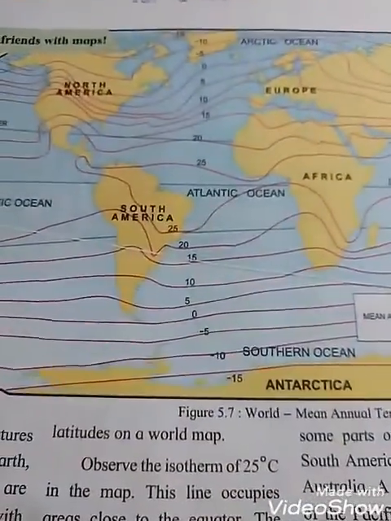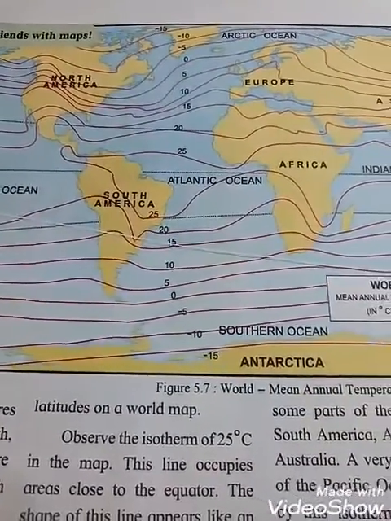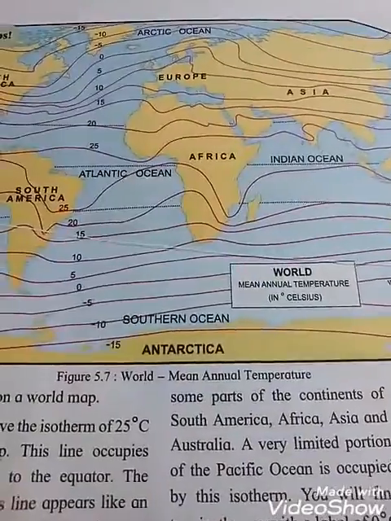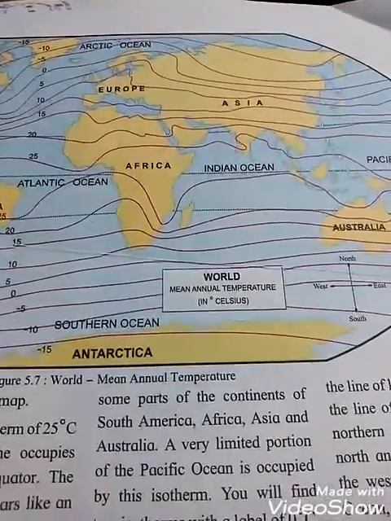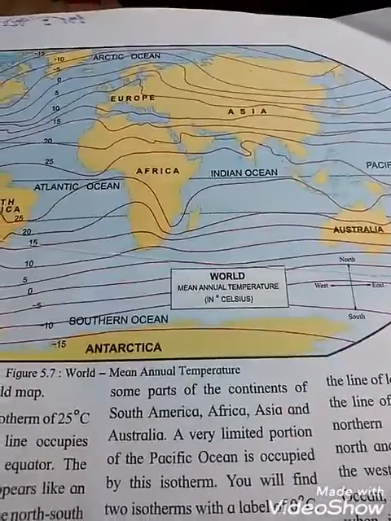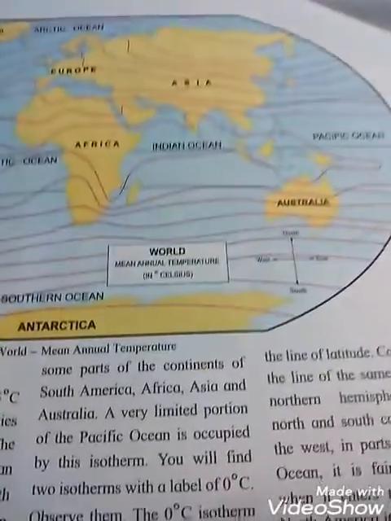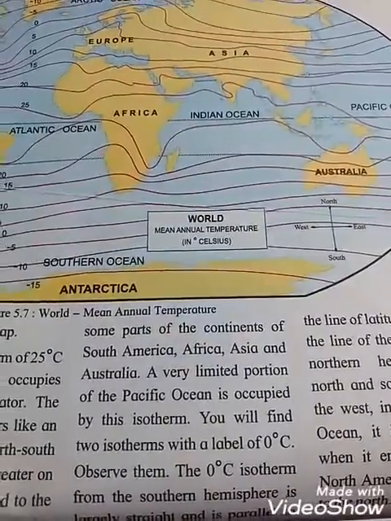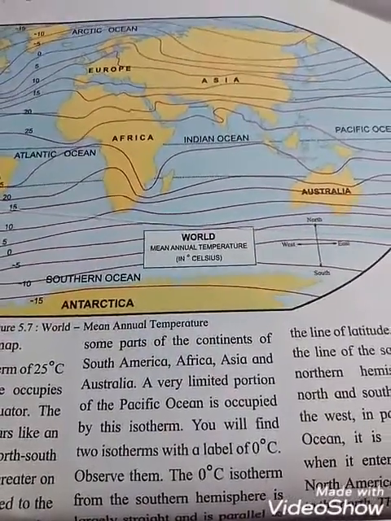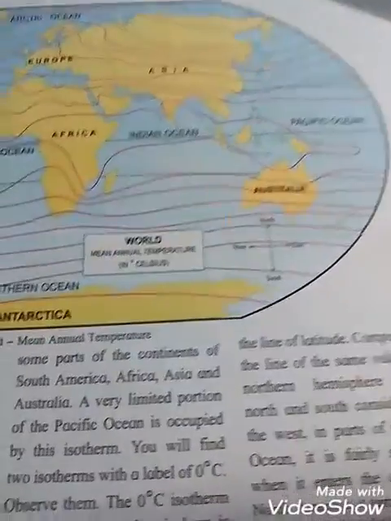See South America, how the lines have been drawn there. Afterwards Africa, Asia, and Australia. Can you see that? A very limited portion of the Pacific Ocean is occupied by these isotherms. In the Pacific Ocean, very limited areas are there.